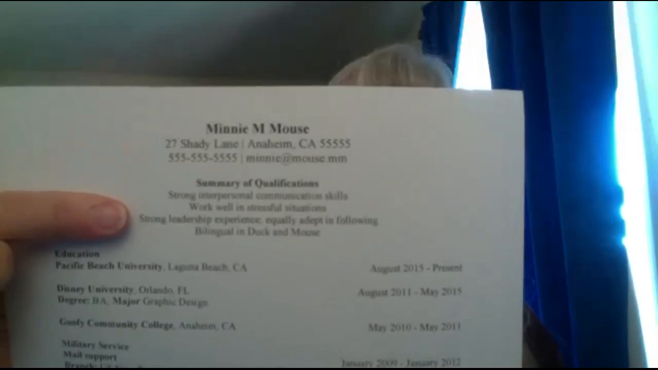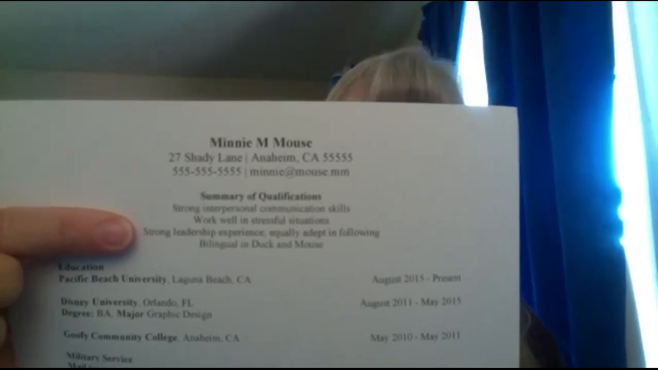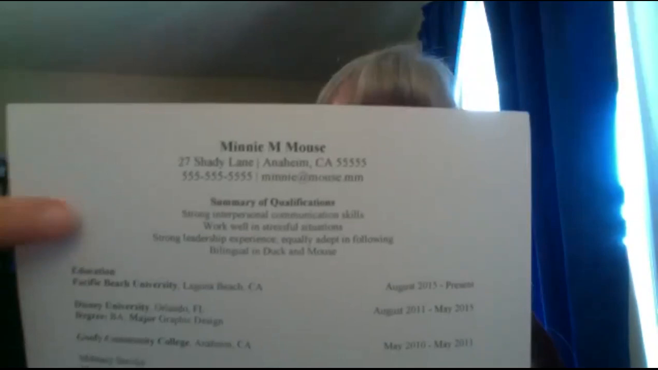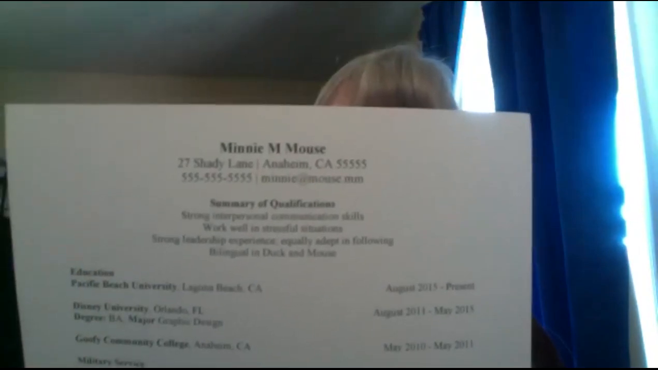Okay, so here's a sample resume, and you'll notice we have the professional header centered at the top, followed by the summary of qualifications right below it. I like to have it centered because it stands out on the page, whereas if it's flush on the left, it just blends in with the rest of it, and I like it to stand out.